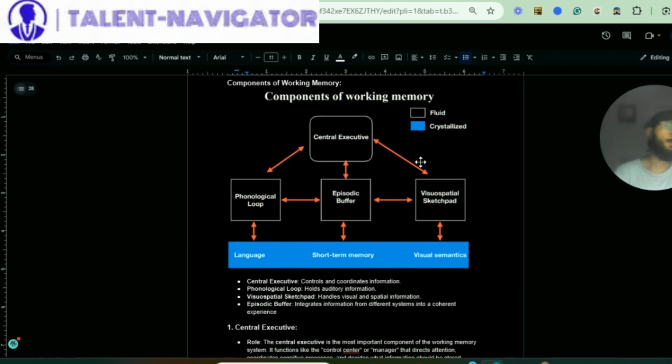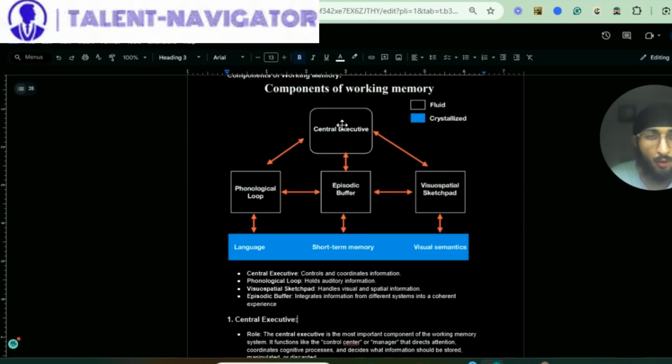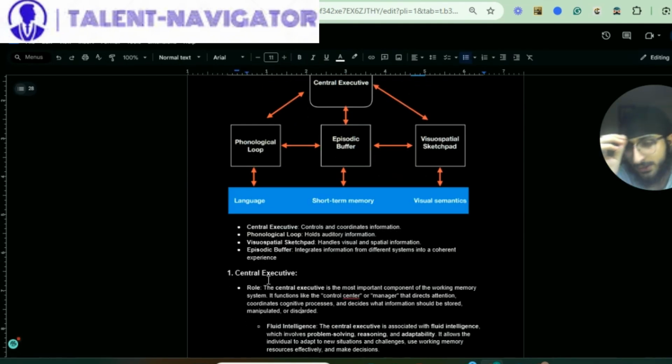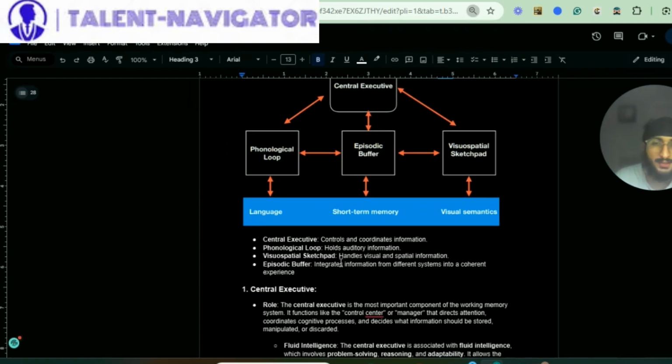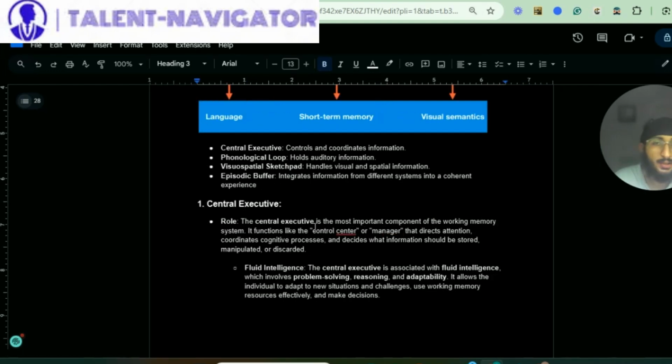So I'll be going over what this means later, but for now we'll just go over each component's role and their significance as well. So the central executive. The role of the central executive is that it is the most important component of the working memory system. It functions like the control center or the manager that directs attention, coordinates cognitive processes, and decides what information should be stored, manipulated, or discarded.